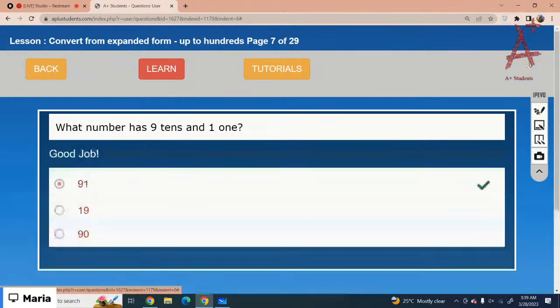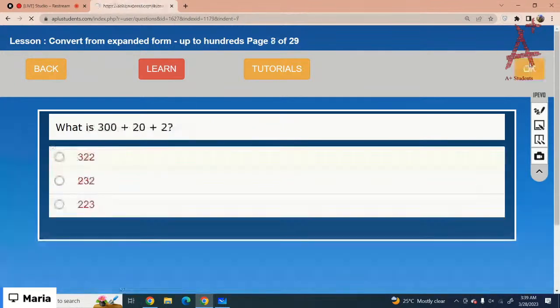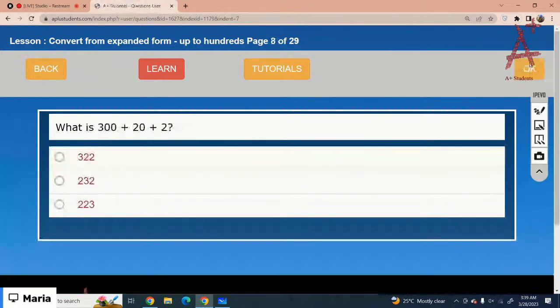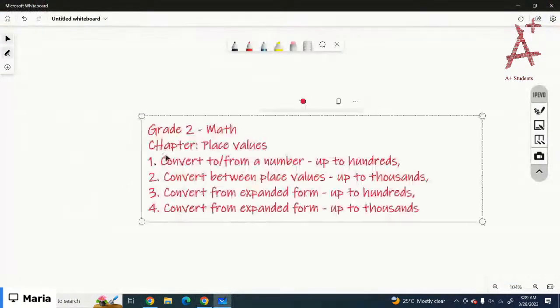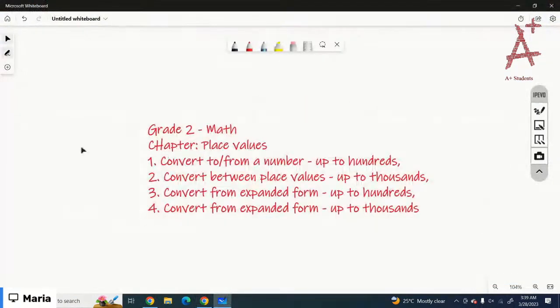We're working on the grade 2 place values. The chapter name and the lesson is convert from expanded form up to hundreds. Okay, you can complete the test by yourself later today. We were working on the grade 2 maths. The chapter we're working on is place values.